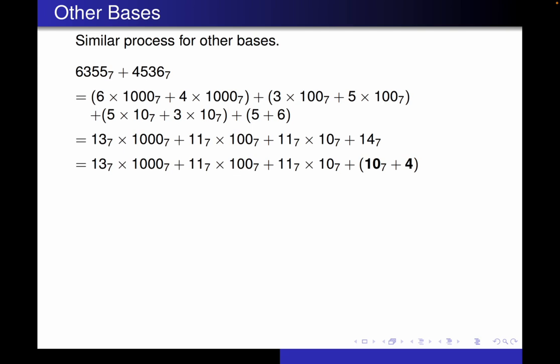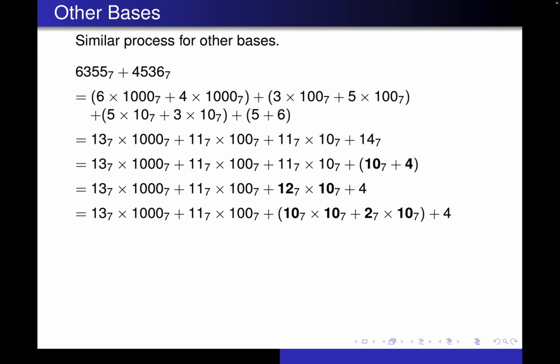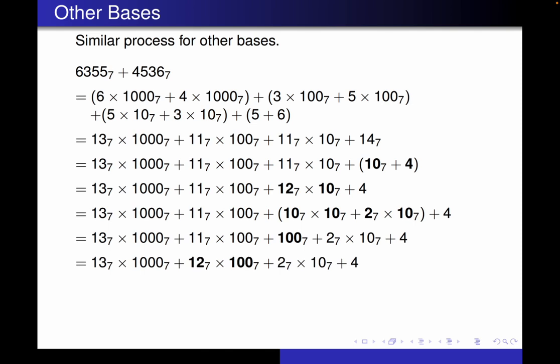We combine that 10 base 7 with the tens that are next to it. We get 12 base 7 tens and then 4 units left over. We can split up those 12 tens into 10 tens plus 2 tens. Now remember, 10 times 10 is 100, so that gives us 100 base 7 plus 2 tens in base 7 plus 4. And then we can take that 100 and combine it with the 11 hundreds to the left of it. That gives us 12 hundreds.